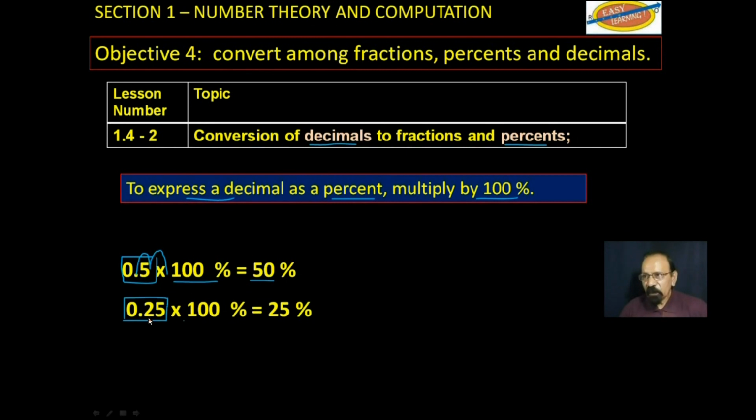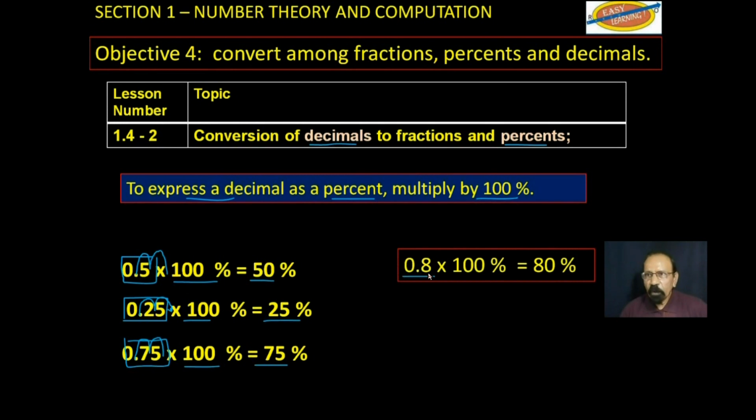0.25, again, you multiply by 100%. You shift the point 2 places, 1 place, 2 places, and you get 25%. 0.75, multiply by 100, shift the point 2 places to the right, and you get 75%. If we take 0.8, multiply by 100, shift the point 2 places to the right, it has only 1 there, so we add a 0 to make up the 2 places, and we get 80%.